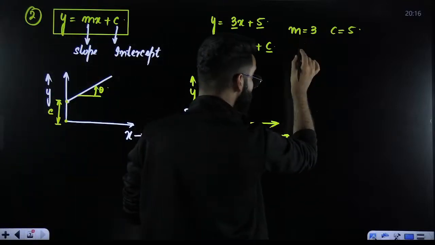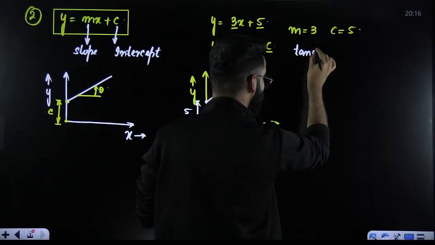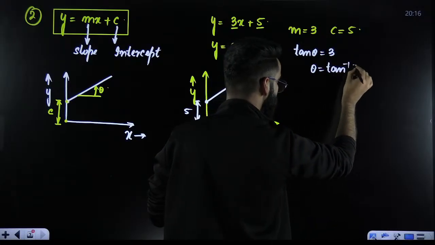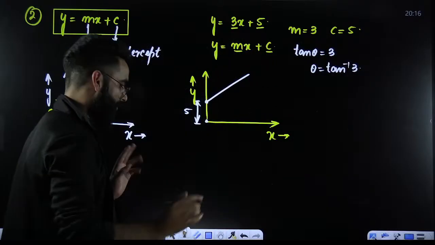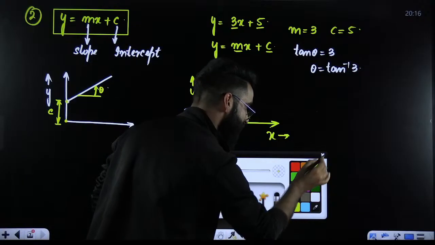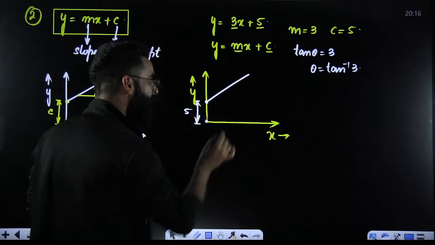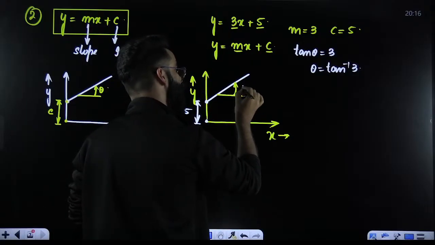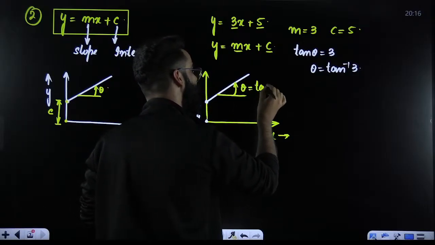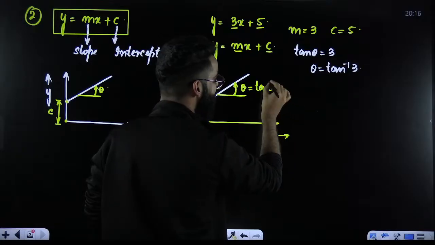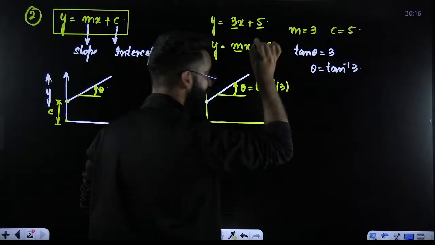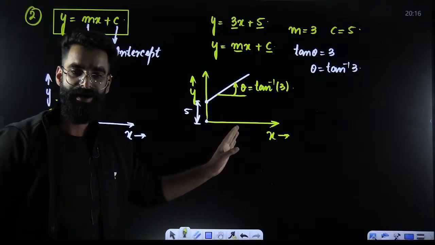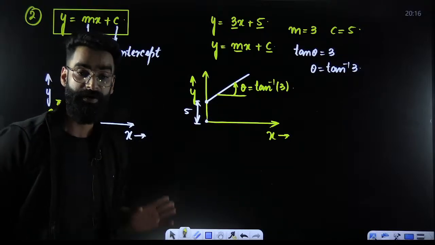Since m value is 3, it means tan of theta is equal to 3. If tan of theta is equal to 3, that means theta has to be equal to tan inverse 3. What is theta? You already know it. Theta is basically the angle which this curve makes with the positive x-axis in the anti-clockwise direction. So this is theta here, and its value we have already calculated. That is theta is equal to tan inverse of 3. Perfect. I believe this is also clear to everyone.